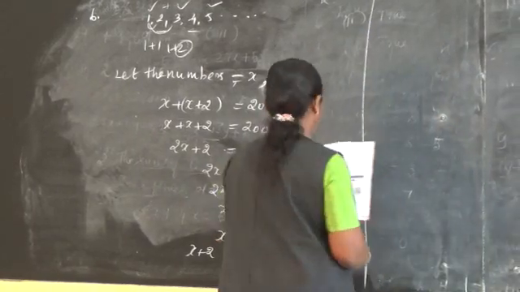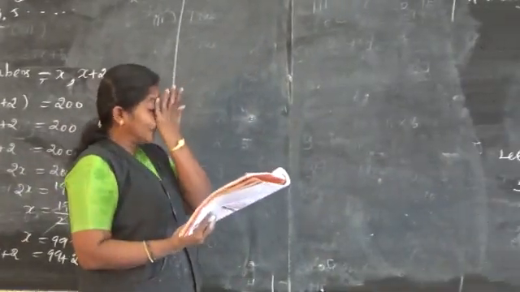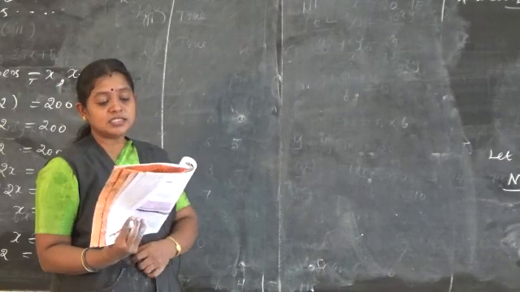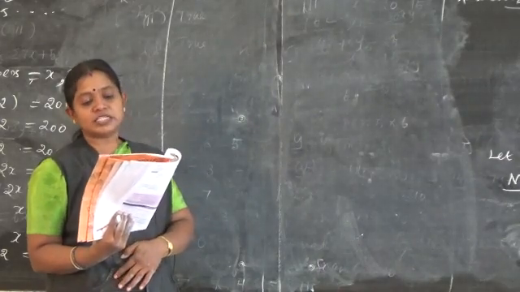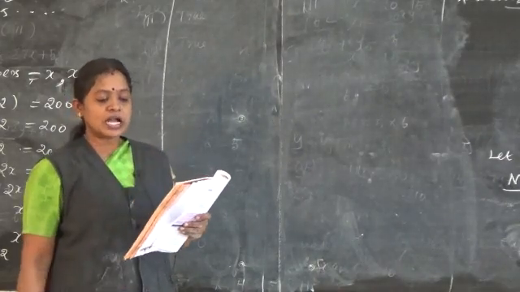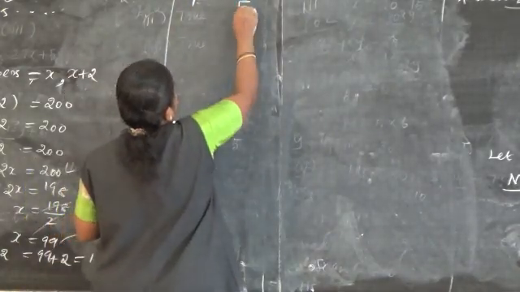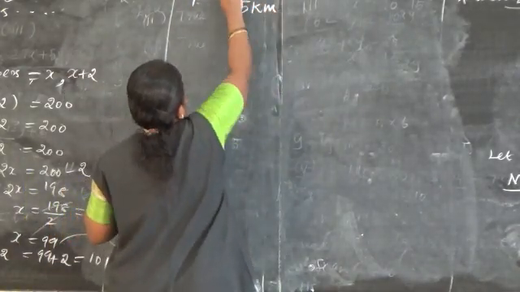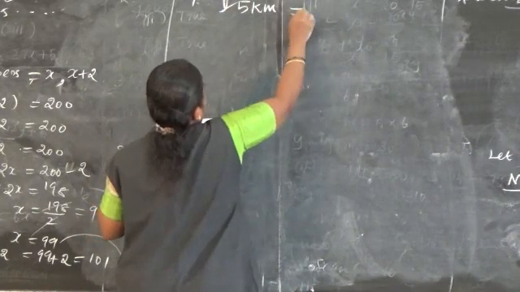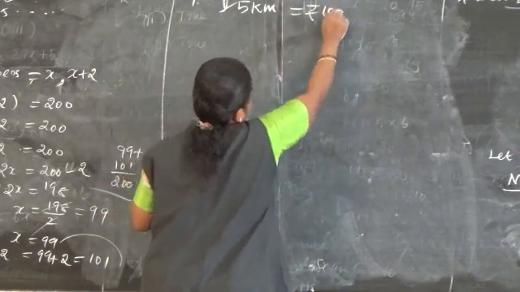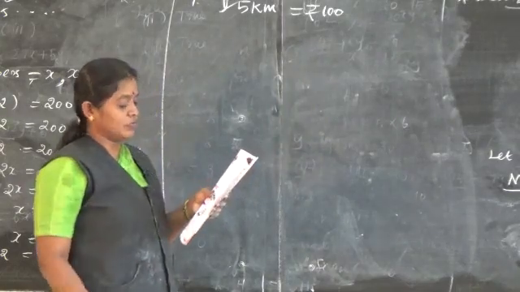Come to our seventh problem. You should listen carefully. The taxi charges in a city comprise of fixed charges of rupees 100 for 5 kilometers. So what is the charge for 5 kilometers? For 5 kilometers, 100 rupees. What is the next statement given to us?